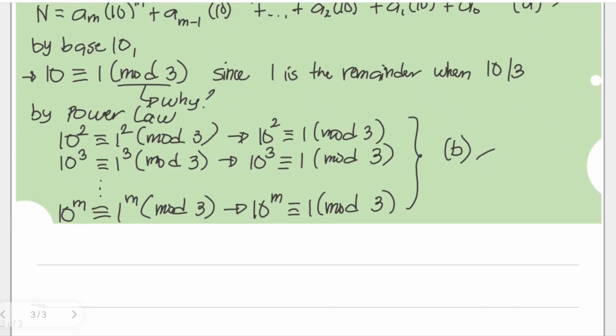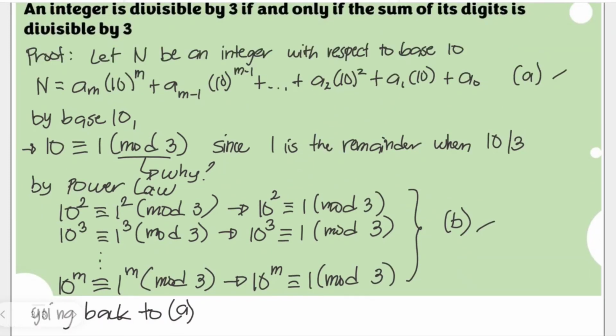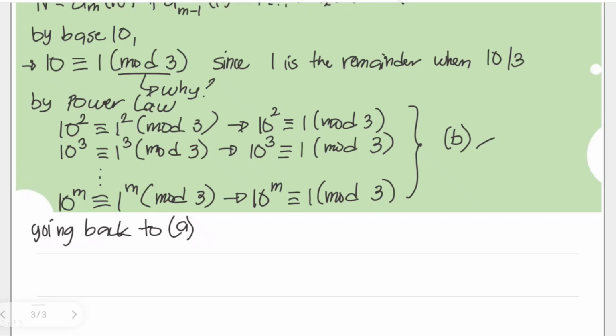Let's go back to A. But of course, before we proceed, hopefully you were able to understand this. Here, we just represented integer n with base 10 in A. And on the next one, the power results for B were just the result of the power law of congruence, which was already identified: 10 is congruent to 1 modulo 3. Again, please make sure you were able to understand this. 1 is the remainder when we divide 10 by 3.